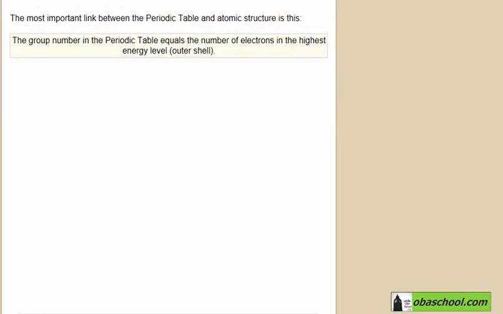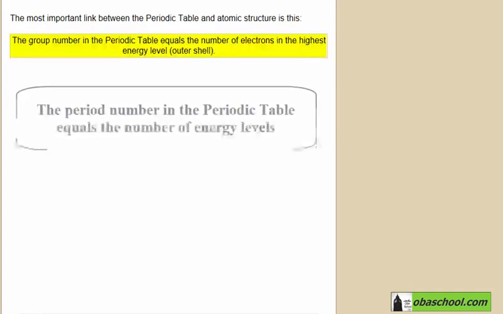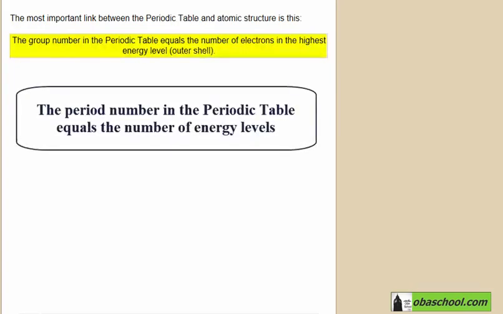The most important link between the periodic table and atomic structure is this. The group number in the periodic table equals the number of electrons in the highest energy level, which is the outer shell. Another important note is that the number of the period is equal to the number of energy levels.